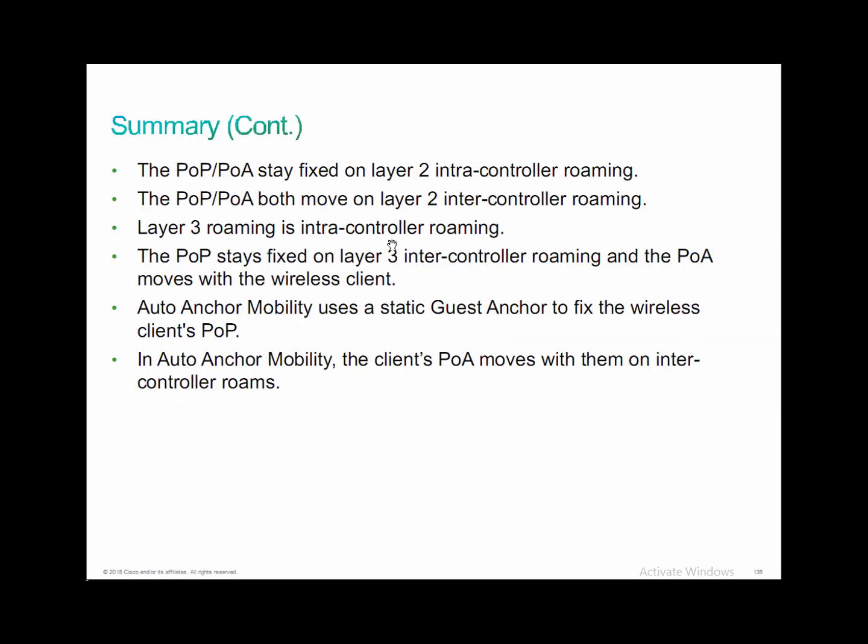What else are we talking about? We talked about the point of presence and the point of attachment. They stay fixed in a layer 2 intra-controller roaming process. Makes sense because we're not leaving the controller in this case. Both the point of presence and point of attachment move whenever there's a layer 2 inter-controller roaming event. Layer 3 roaming is intra-controller roaming. The POP stays fixed on the layer 3 inter-controller roaming, and the point of attachment moves to wherever the wireless client is attached to the network. We talked about auto anchor mobility for guest access and how the client's point of attachment moves with them in inter-controller roaming events. All right, so that concludes that lesson.